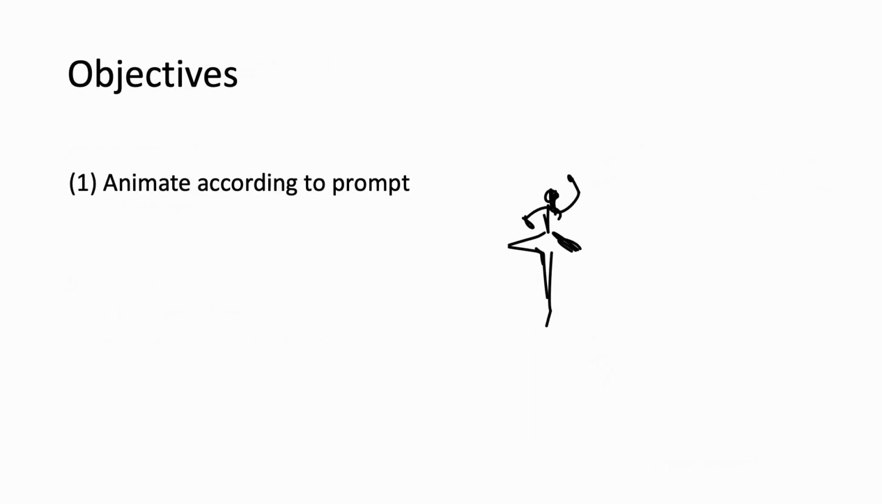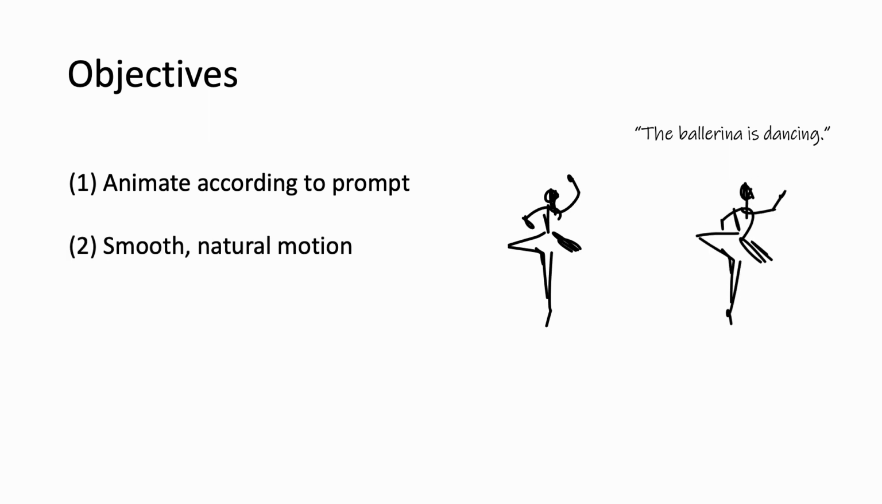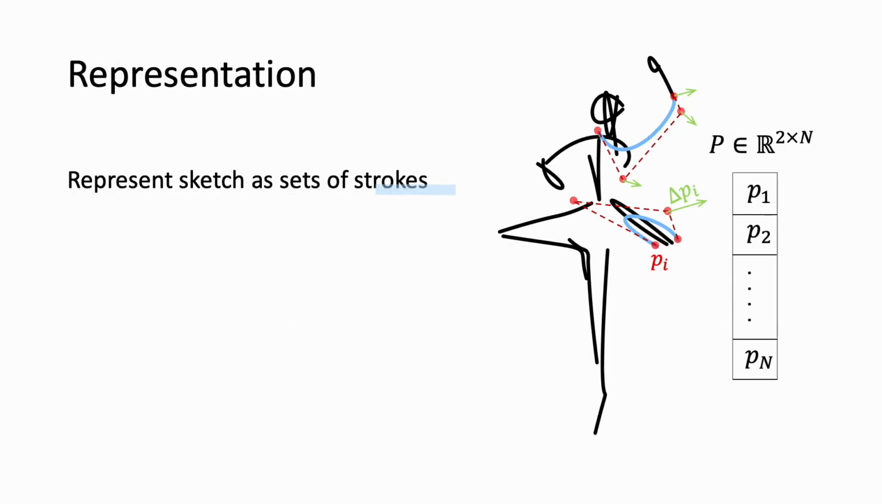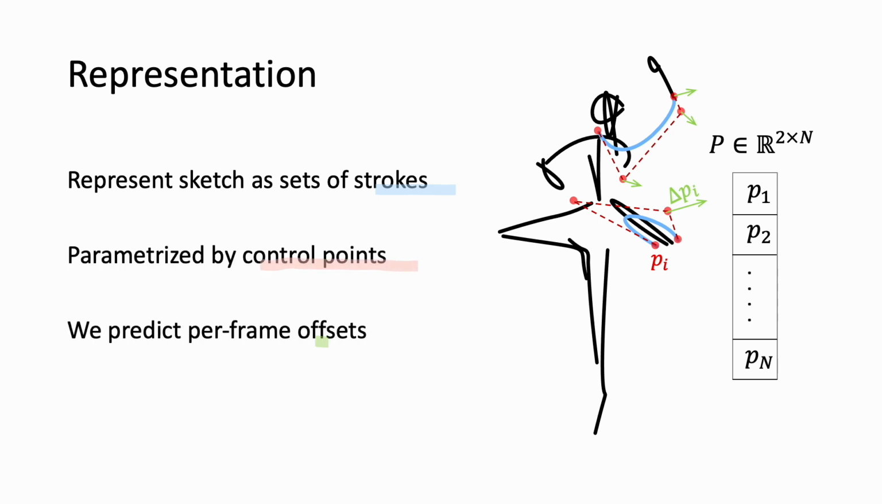So in this context, we define 3 goals for our method. We want our sketch to be animated according to some prompt that describes reasonable motion for the subject. We want this motion to appear natural and smooth, and we want to preserve the sketch identity. So how do we achieve these? We represent our sketch as a set of strokes, each of which is parameterized by 4 control points. Our goal is to learn per frame offsets for these points, representing the desired motion.